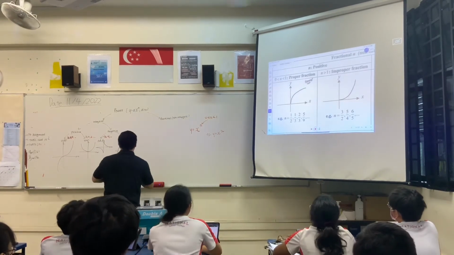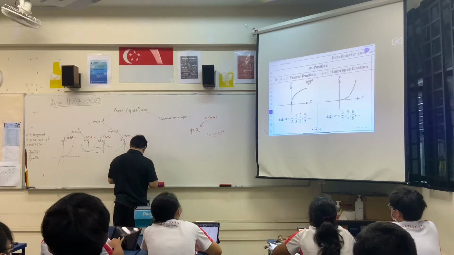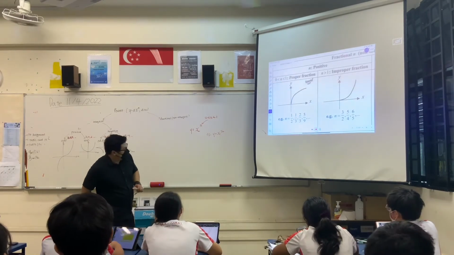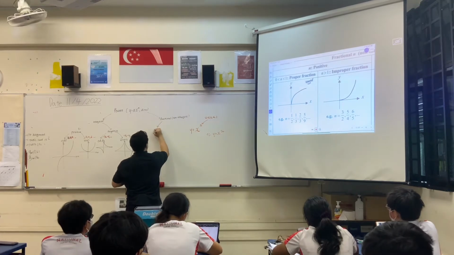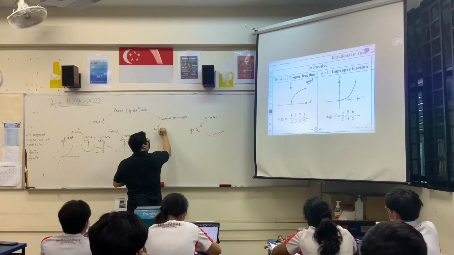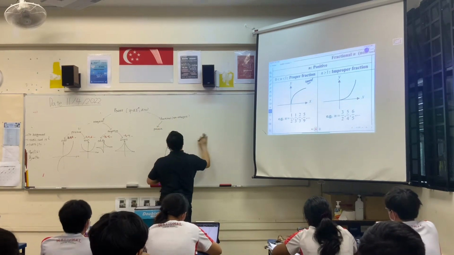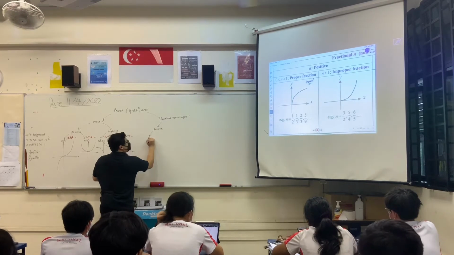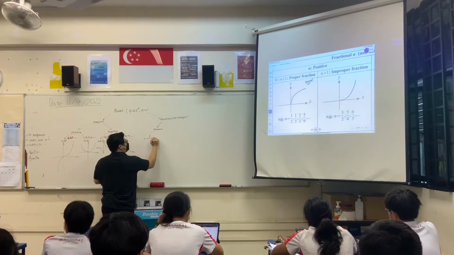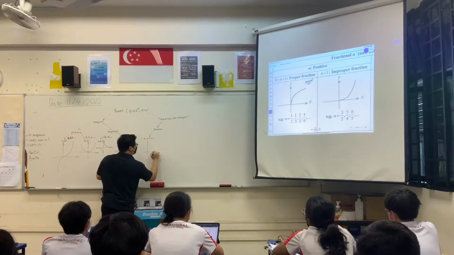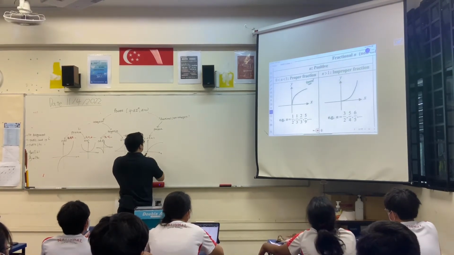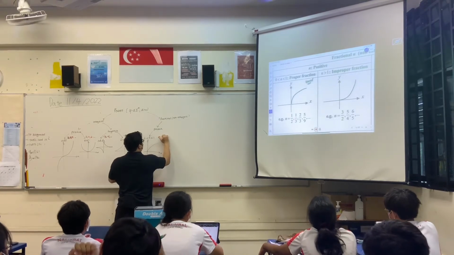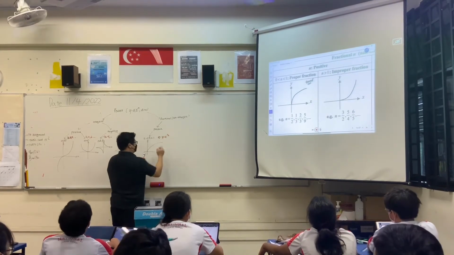So from here, if n is positive and between 0 and 1, then this is how the graph is like. For example, maybe y equals x power half.